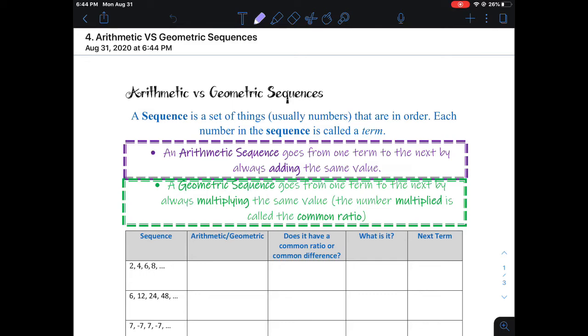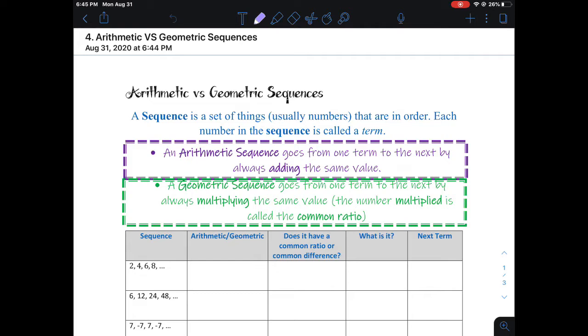Arithmetic and geometric sequences all rolled up into one fine, fabulous worksheet for you. So you will need to know the difference between arithmetic and geometric and be able to identify the difference between the two when you're looking at a sequence. And you need to know the proper vocab terms that go along with each given sequence.